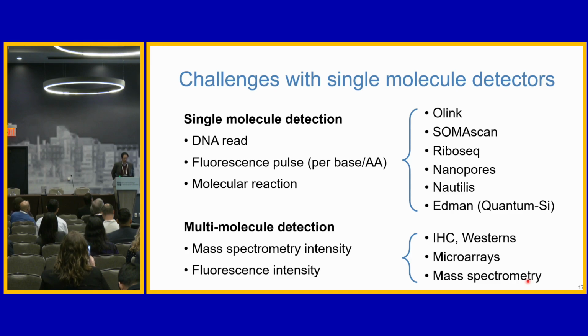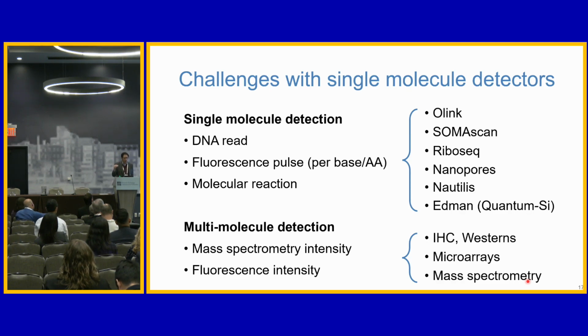So single molecule detection is, I think, really one of the important things that we need to talk about here with these types of technologies. Really, we want to divide up all of these technologies into whether they're single molecule detectors or multi-molecule detectors. So single molecule detecting is like reading a DNA sequence, a fluorescent pulse, sort of like that Edman degradation, molecular reactions, right? So again, sort of like amino acid analysis, Edman degradation. Those would be single molecule detection approaches. So Olink, SomaScan, Ribo-seq, nanopores, the Nautilus approach, the Quantum-Si approach, these are all single molecule detecting approaches.